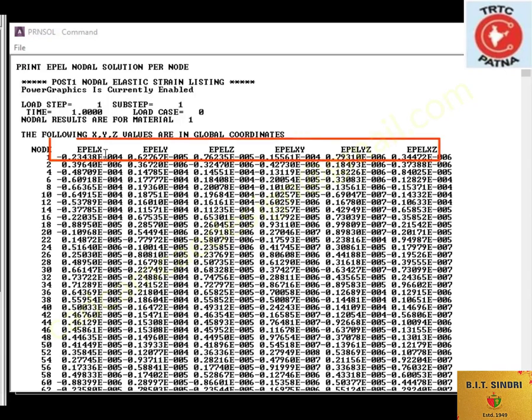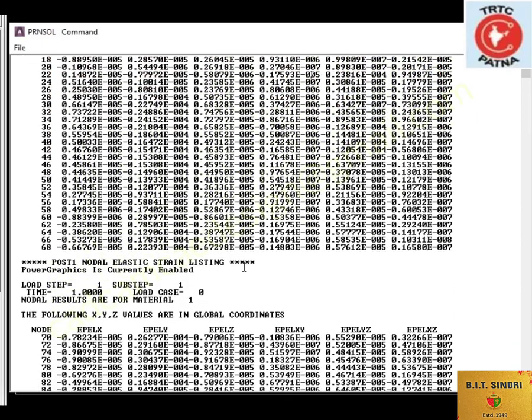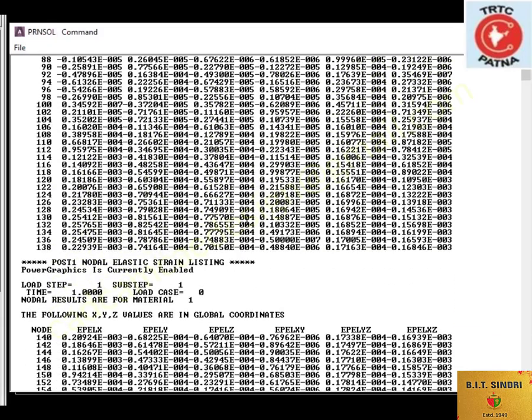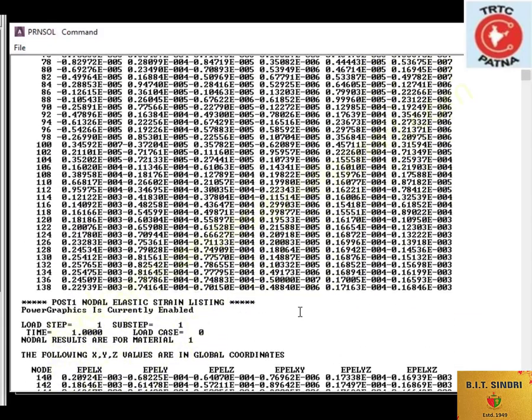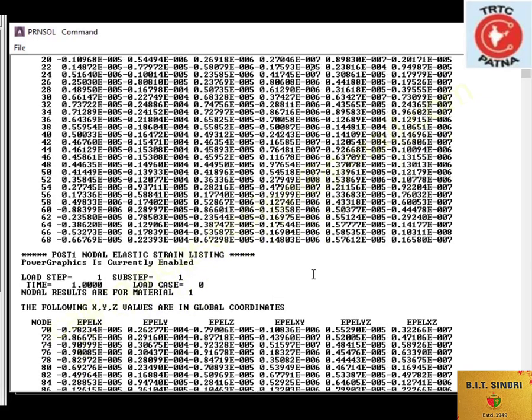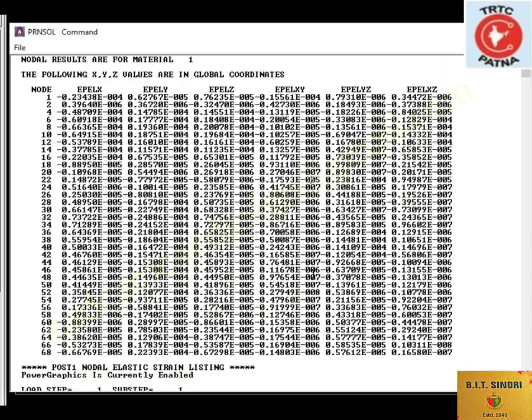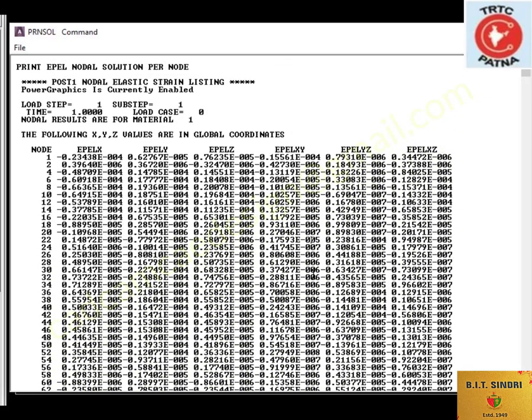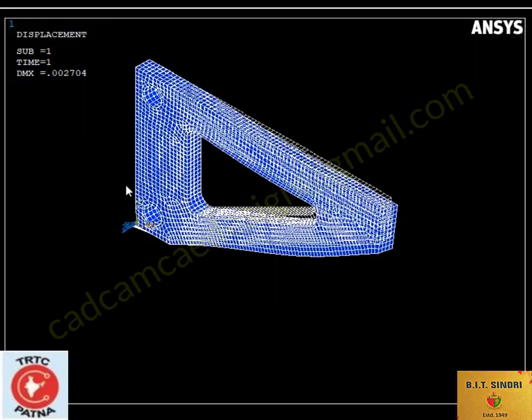So normal strain in your x direction, normal strain in y, and normal strain in z, and shear strain about the xy plane, shear strain about the yz plane, and shear strain about the xz plane. This is the nodal solution, and all the strain values are shown here. You have to calculate it inside ANSYS. How to calculate and find these results in ANSYS, I will teach you further. So that was the explanation of normal strain and shear strain.